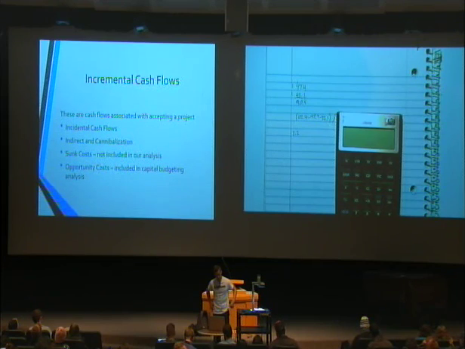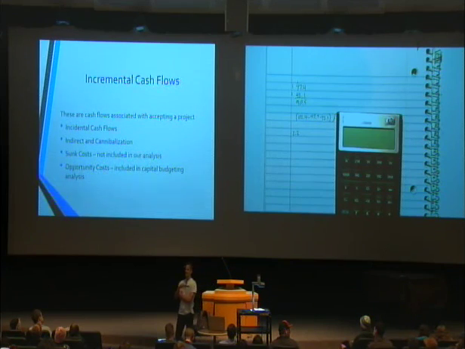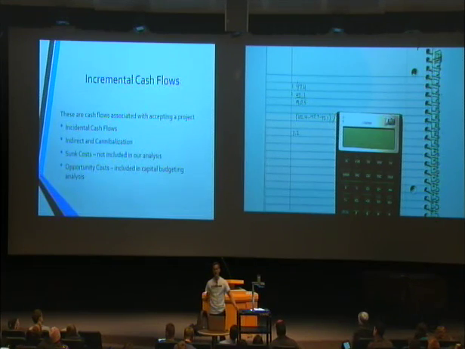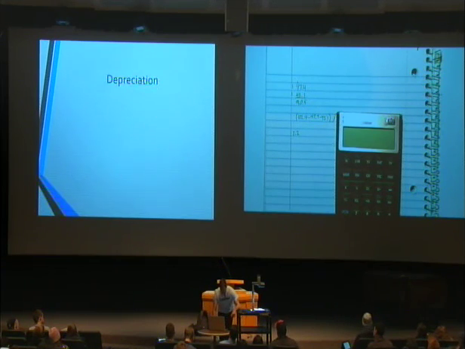Okay, so opportunity costs. If instead of starting a project, you could have sold a piece of land that this project is going to happen on, then that would be an opportunity cost, right? That's revenue foregone for starting this project. So that should be included. Opportunity costs are included in capital budgeting problems.